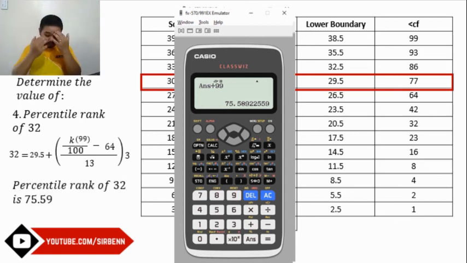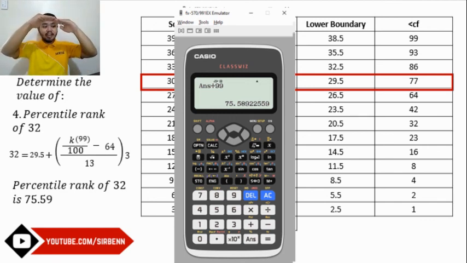Ibig sabihin yan dito, kung ang score mo ay 32, 75.59% ng mga nag-test ay mas mababa doon sa score mo. So 32, sa baba mo ngayon or equal sa'yo 75.59. So kung gagawin nating whole number ito, percentile rank mo is 76. Ibig sabihin nun, 24% mas mataas sa'yo. So rank 24 ka. So ganun lang yung pagsosolve ng quartile, decile, percentile at saka percentile rank kapag naka-group data tayo.